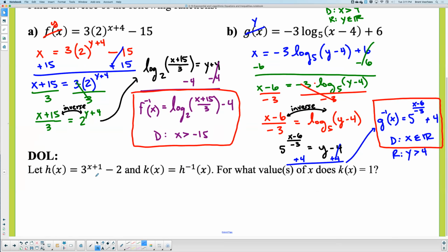Oh, yours is a little bit different. I'm reading this: let h equal this, k equal its inverse. What values of x does k equal 1? That means the inverse. So if this is the inverse, then that's in the place of y. I'll give you that hint: k of x represents the y. So if y equals 1, now that's coming from the inverse, I'll let you solve that. What does that actually mean about this equation? If on the inverse the y equals 1, what does that mean about the original? I'll let you use that to solve.